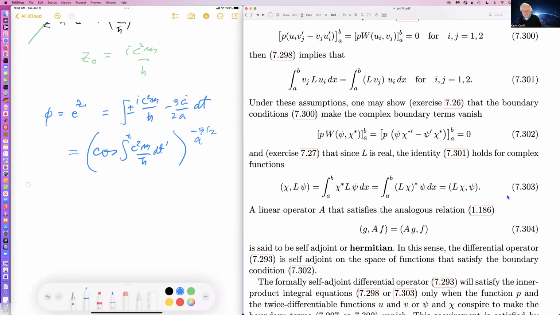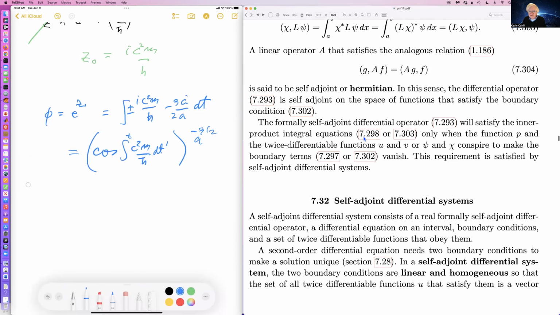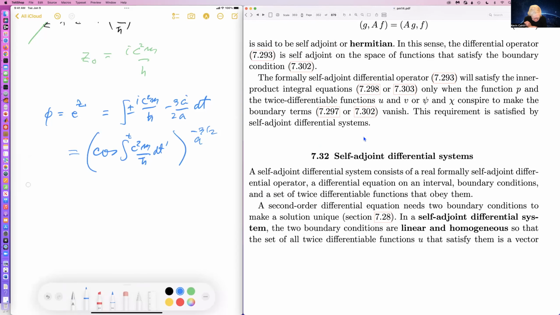And so in chapter 1, we said that a linear operator that satisfies this relation is said to be self-adjoint or Hermitian. And so what we have then is that a formally self-adjoint differential operator on a space of functions that satisfies the boundary conditions like this is then self-adjoint or Hermitian. So this is the mathematical basis of this term Hermitian that we use all the time in quantum classes and in quantum field theory. Or in quantum field theory, because of all the infinities, we don't know quite what the hell we're doing.